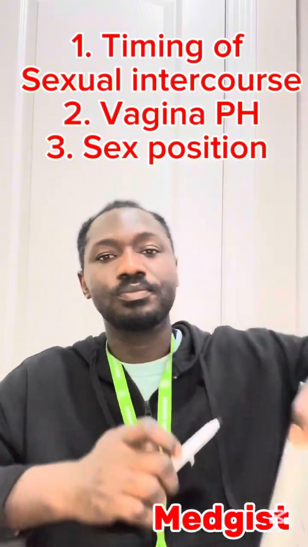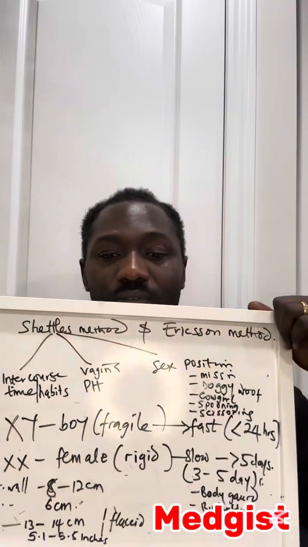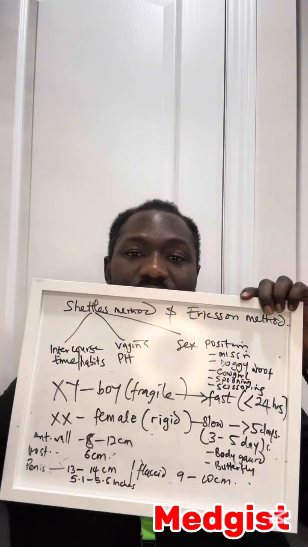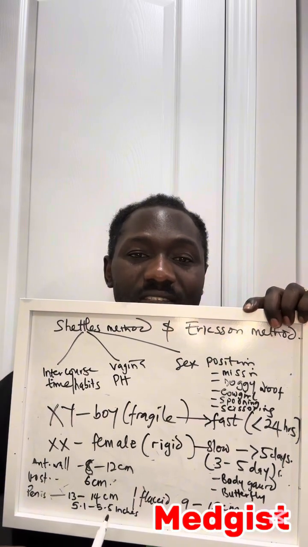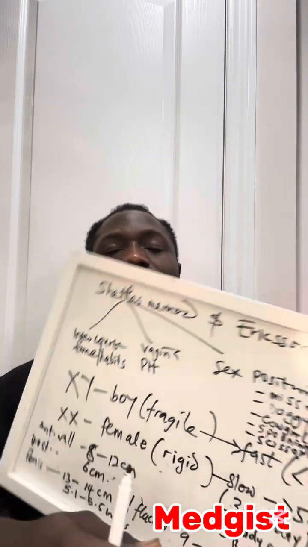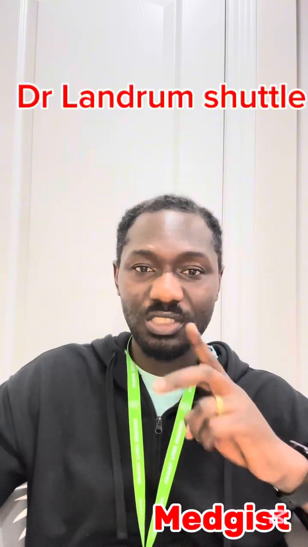This is what I mean. The Shettles method is going to depend on these 3 things: the timing of the intercourse, the vaginal pH, and the sex position. I'm going to explain. Now, for you to be able to determine the sex of your child, you must actively participate in these 3 methods of the Shettles. Mind you, the Shettles method is research that was made by Dr. Landrum Shettles, that's where they coined the name from.